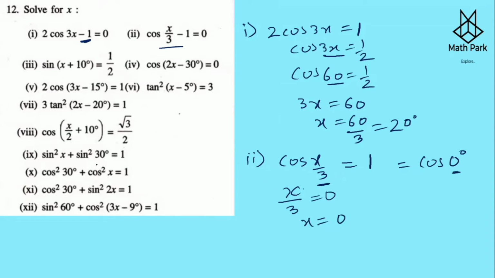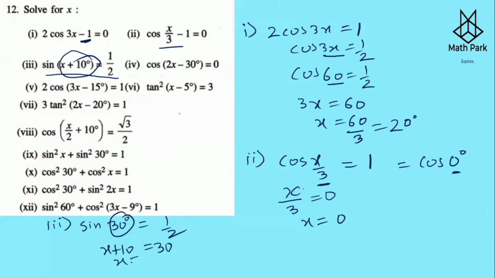Now let us solve the third part. So I'm doing the third part here. It is sine of x plus 10 degree is equal to half. We know that sine of 30 degree is equal to half. Compare these two equations. So we get x plus 10 is equal to 30 degree, or x is equal to 30 minus 10, which is 20 degree. So we're done with the third.